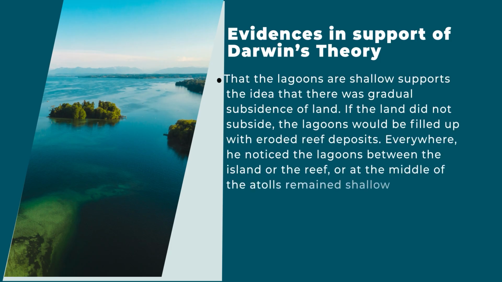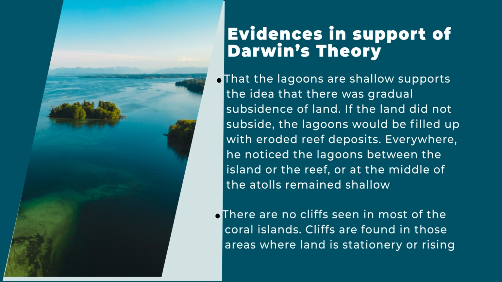A, the lagoons are shallow, which supports the idea that there was a gradual subsidence of land. If the land did not subside, the lagoons would be filled up with eroded reef deposits. Everywhere, he noticed that the lagoons between the island and the reef, or at the middle of the atolls, remain shallow. B, there are no cliffs seen in most of the coral islands.